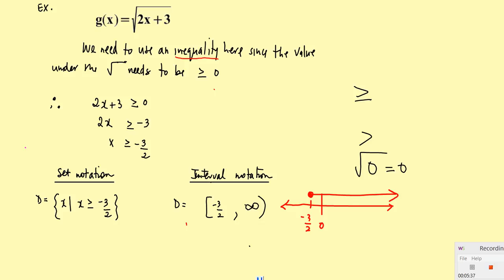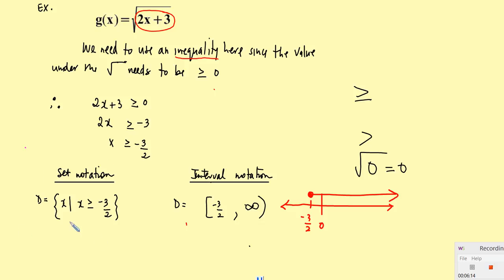Now, in this particular case, we're going to have to use an inequality, because we said that with the square roots, whatever's under the square root must be greater than or equal to 0. Okay? So we take the 2x plus 3, which is underneath the square root sign, and we set it greater than or equal to 0, and we solve it as if it were just a regular equation, so that I get 2x is greater than or equal to negative 3, x must be greater than or equal to negative 3 over 2.